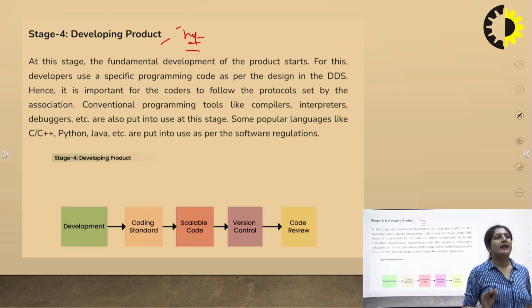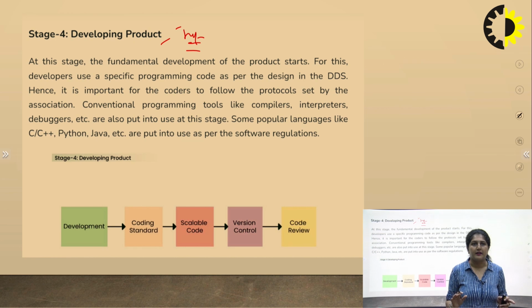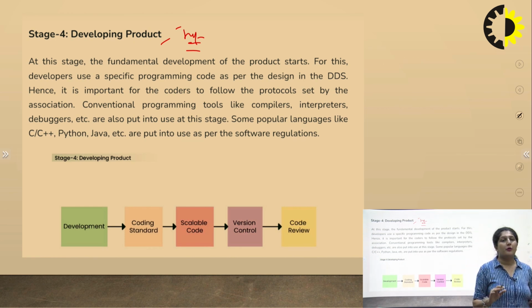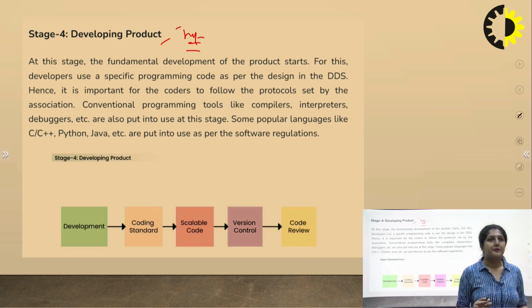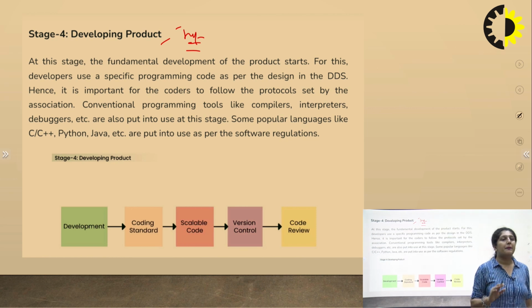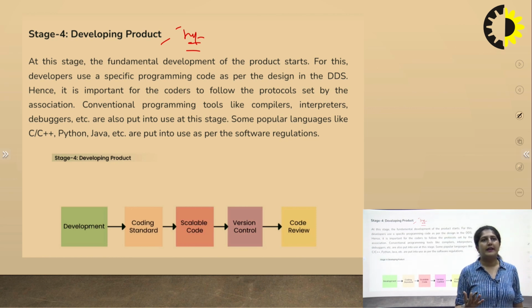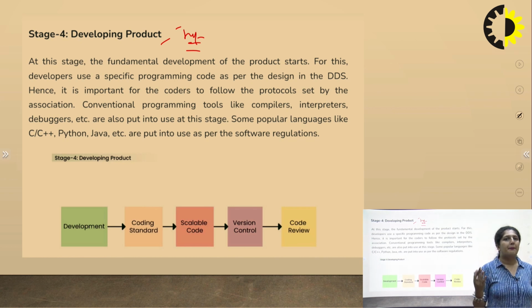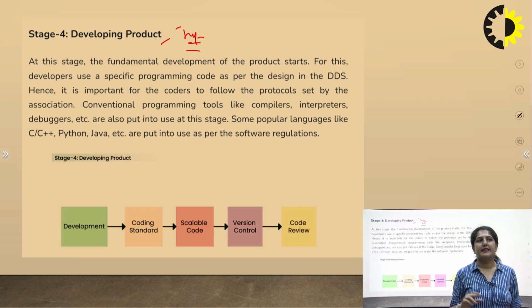So in this phase, the development of the product actually starts. Before that, in the last three stages, only documentation and verbal work were done. Now the actual product is starting. For this, the developers use a specific programming code, either Java, Python, PHP, anything, whatever suits that particular software. The specific programming code for designing in the DDS.